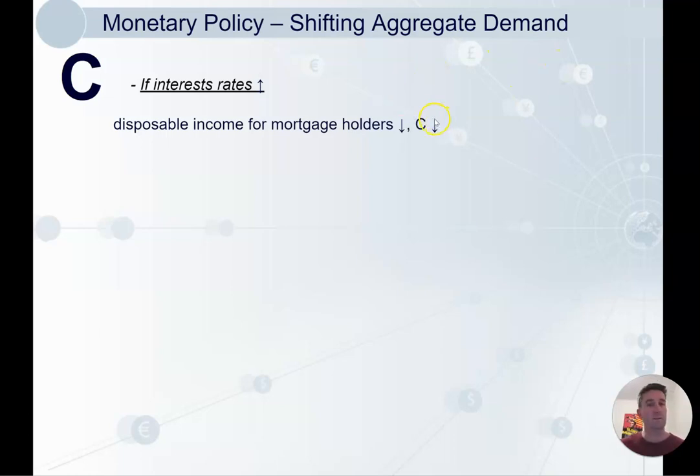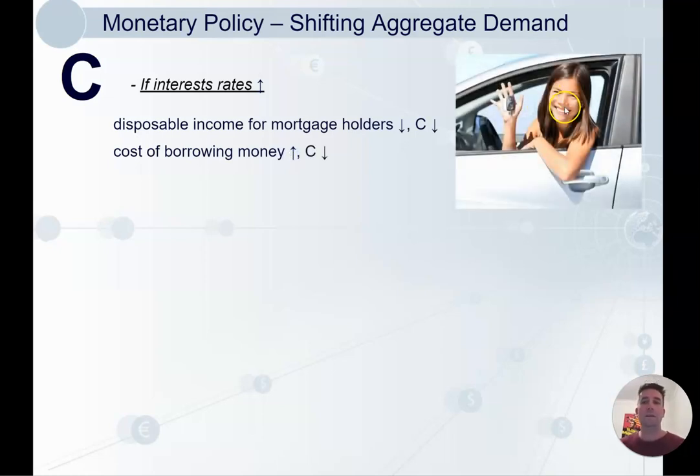Therefore, that decreases consumption. Also, if the cost of borrowing money goes up, so let's say you want to buy a car, right? Suddenly, borrowing for that $40,000 car is more expensive, so you're less likely to buy it. So consumption goes down, or you're just going to buy a less expensive car. So still, the result is consumption is lower than what it would otherwise be.